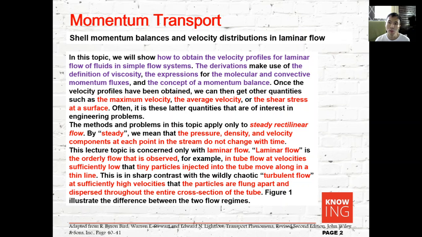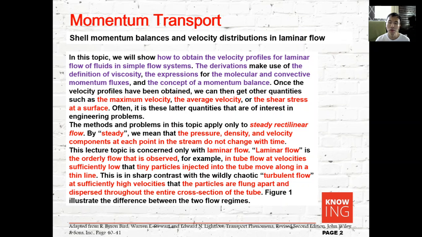In the following momentum transport discussions, we will limit ourselves to laminar flow only. So there will be 4 examples on laminar flow, and all of this is assuming that the flow is laminar. A laminar flow is an orderly flow that is achieved in particular fluid flow systems when the Reynolds number is quite small, meaning we don't deal with turbulent flow.